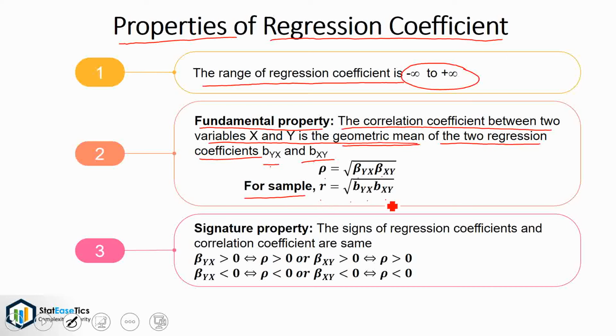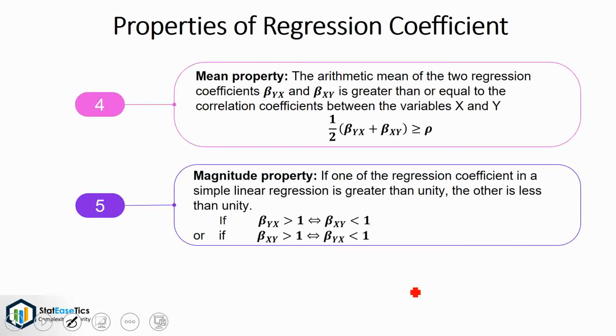The third property is signature property, which tells that the signs of regression coefficients and correlation coefficients are the same. That is, if beta yx is greater than 0 then rho is greater than 0, or if beta xy is greater than 0 then rho is greater than 0. Similarly, if beta yx is less than 0, then rho is less than 0, or if beta xy is less than 0, then rho is less than 0.